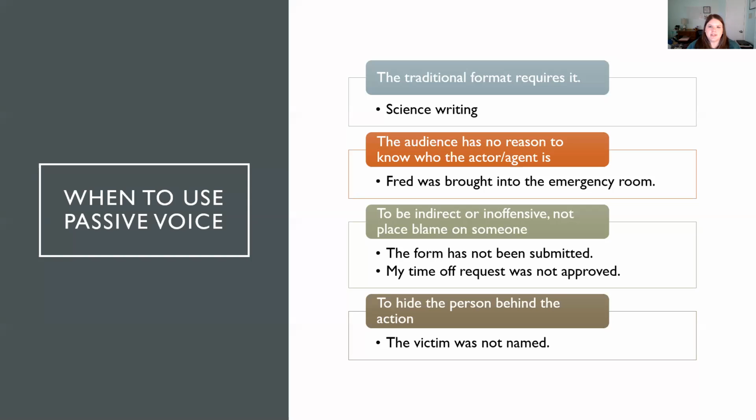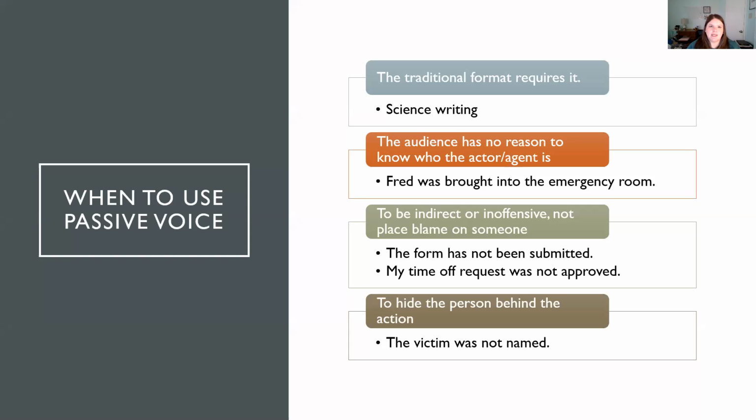One of which is when the traditional format requires it. So in science writing, for instance, they don't want to give an actual action to an actor because it's not always necessary, and it's also not the point, right? Because if you have a group of researchers working together and one particular researcher ran a specific test, it doesn't matter who that researcher was. All that matters is that the test was run, right?